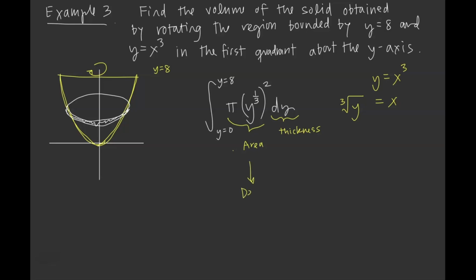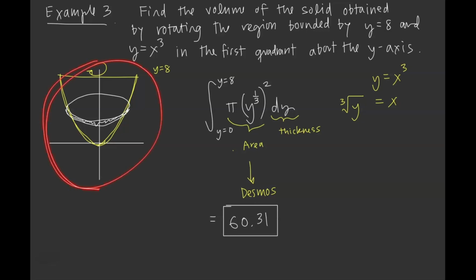So take all this to Desmos. I mean, this is a relatively easy one, but we'll let Desmos do it. And we get that this integral has a volume of, this solid has a volume of 60.31. And that's our solution. So in these problems, we want to be sure to draw an accurate picture.